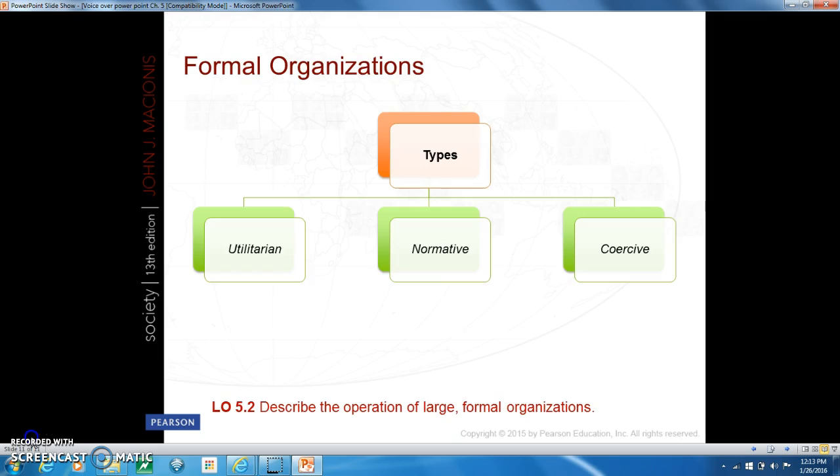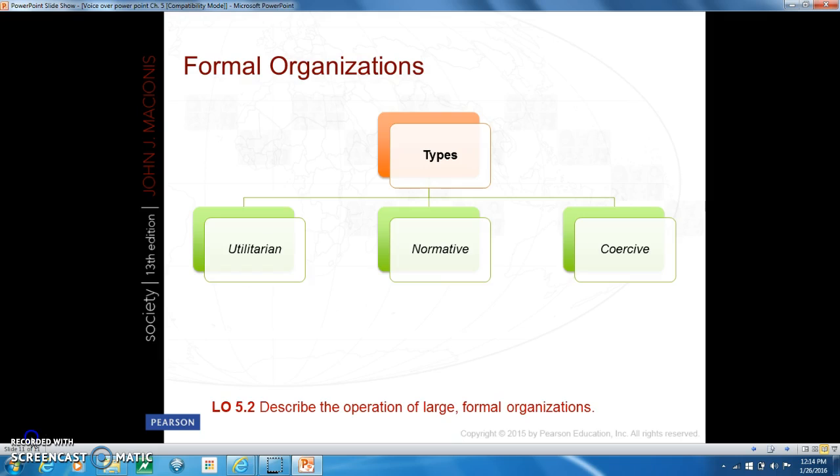The normative organizations are voluntary associations, and people join these because they pursue goals that each other considers morally worthwhile. In the United States, there are so many voluntary associations that we're actually known as a nation of joiners. Just to name a few, we've got the PTA, the Red Cross, United Way, YMCA, church, and of course we can go on and on with different types of normative organizations.